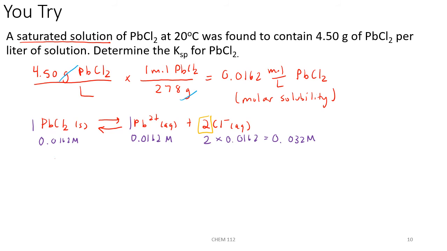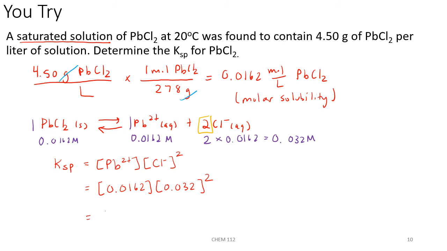Next, we want to write our equilibrium expression. KSP is equal to the concentration of lead 2 plus ions times the concentration of chloride anions squared. From here, we can substitute in our concentrations. The lead ions will be 0.0162 molar. The chloride anions will be 0.032 molar, and that'll be squared. This gives us a KSP for lead 2 chloride of 1.6 times 10 to the negative fifth.